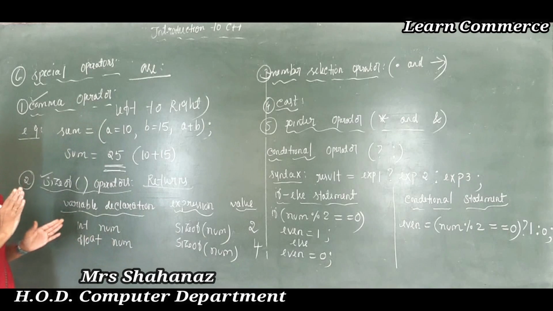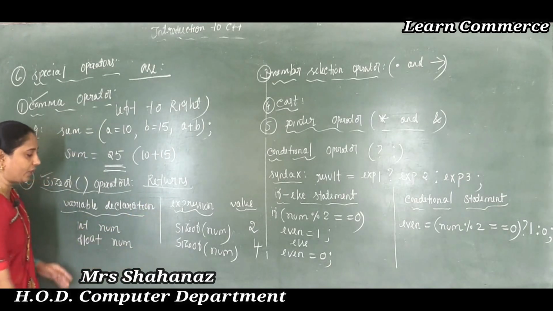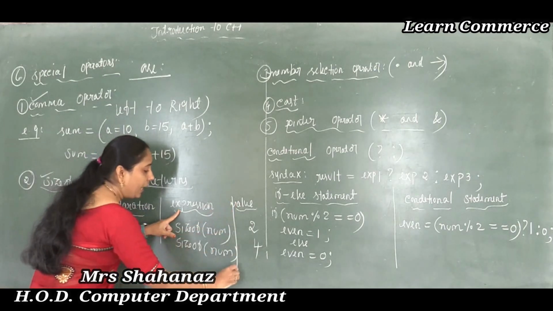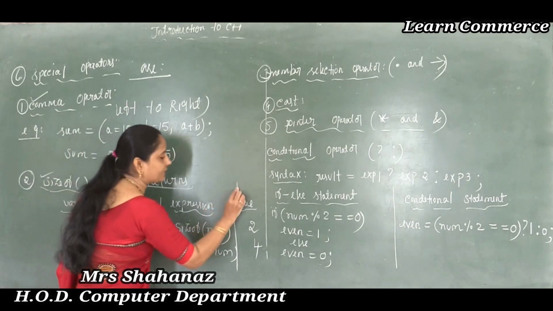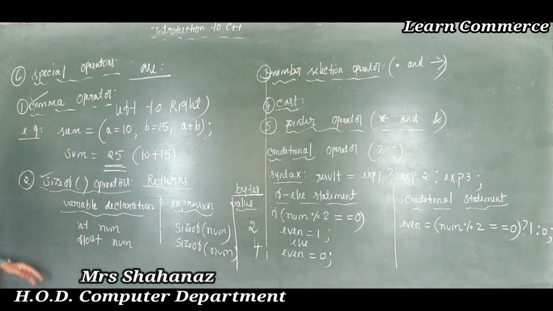Now let's see an example for the size of operator. In the first column I want to write the variable declaration, the second column the expression, and the third column the value, or we can say the number of bytes occupied.